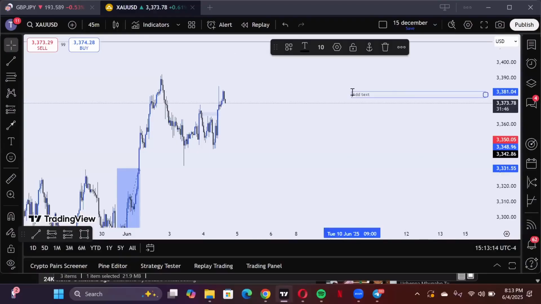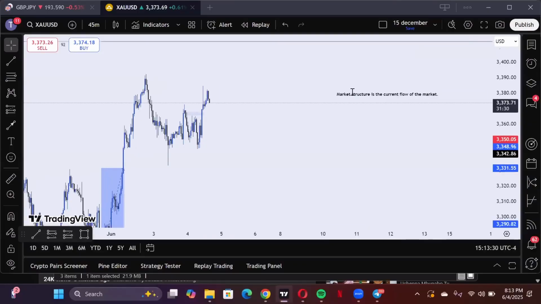Now, first of all, we are going to talk about what market structure is. Market structure is basically the current movement of the market, or the current flow of the market. That is what market structure is all about: the current movement of the market, the pattern that market uses to approach one point or the other.